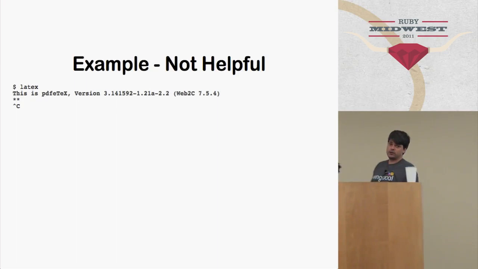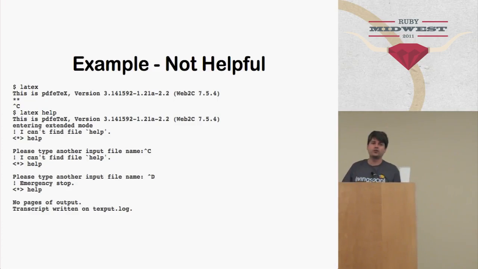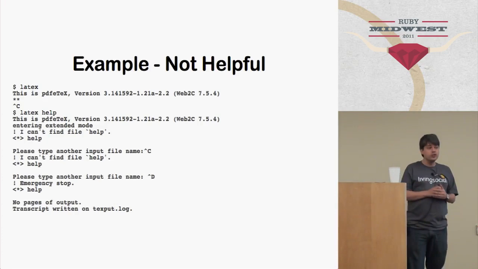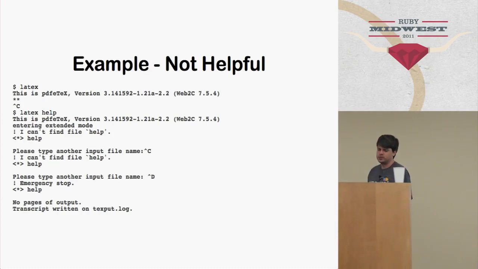So if you type LaTeX help, then it puts you into this crazy mode where it wants to find the file help.tex, which it can't, and no matter how many times you hit Control-C, it will insist on trying to reload that file that it knows is not there. Until you hit Control-D, which is an emergency stop that produces a log file. So that's not helping me at all. It's pretty terrible. The man page is also amusing in how it describes itself, but we'll talk about that later.